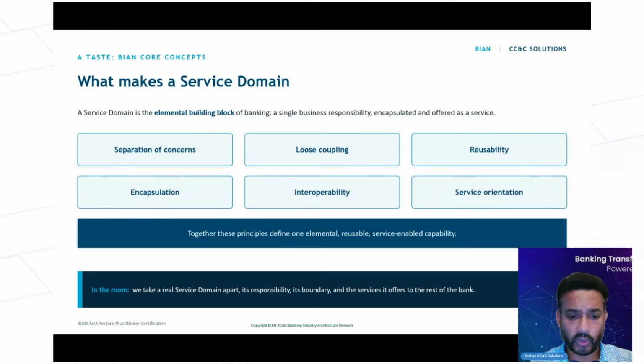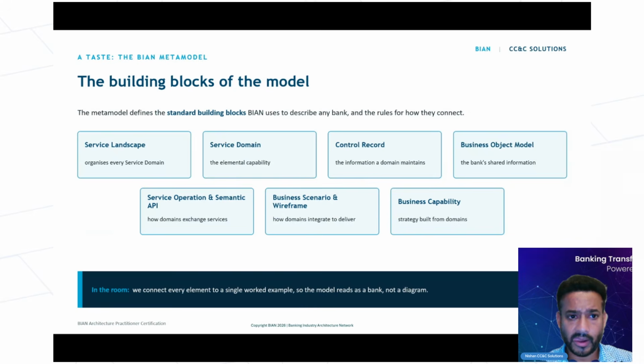So in the room, we take a real service domain apart. We look at its responsibility, its boundary, we look at the services it offers the bank. And through use of the digital repository and worked examples, we make sure that you as a trainee really understand what a service domain is made up of and how it hangs together with the rest of the framework. As part of examining the service domain, we also look at the building blocks, how they make up the building blocks to describe any bank.